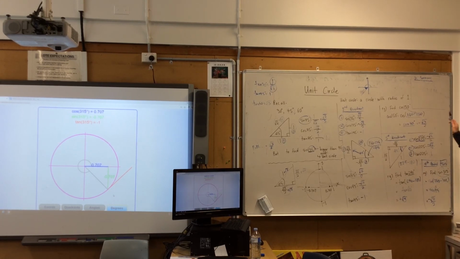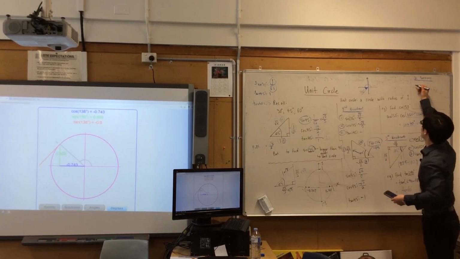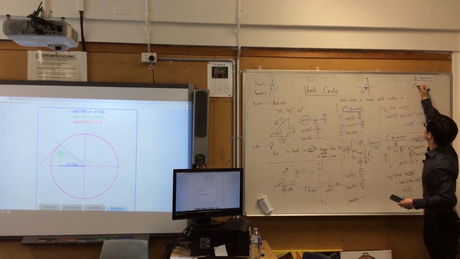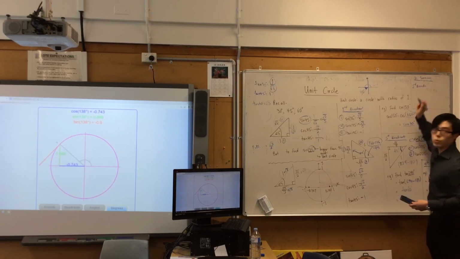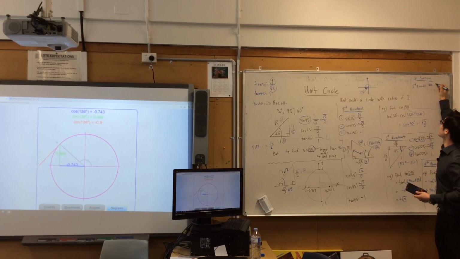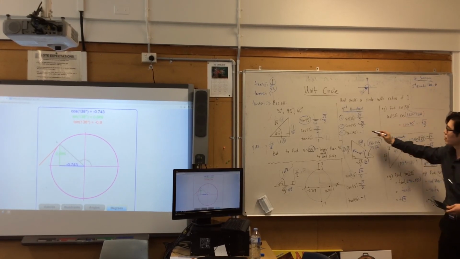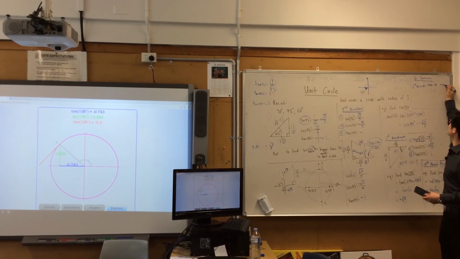So I'll write a summary. If it's in the second quadrant, to get the angle, what do I do? What do I take it away from? 180. Yeah, so 180 minus some angle. And only what's positive? Sine. Sine plus sine.